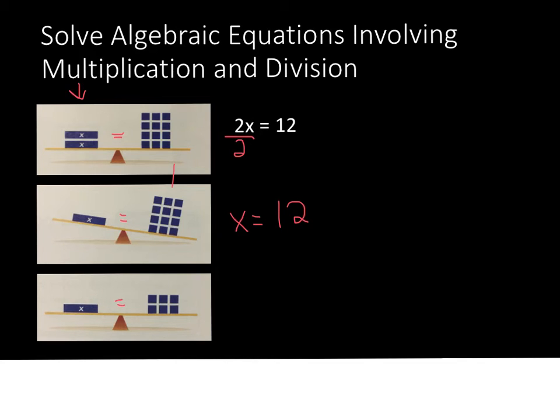But again, you can see what that did to my balance scale. Now I'm not balanced out because I divided by 2 on one side. So now I have to divide by 2 on the other side. And I get x is equal to 6. And sure enough, 2 times 6 is equal to 12.